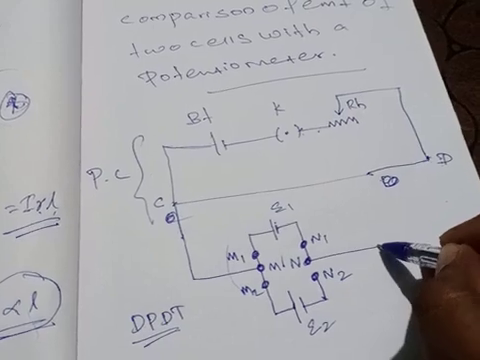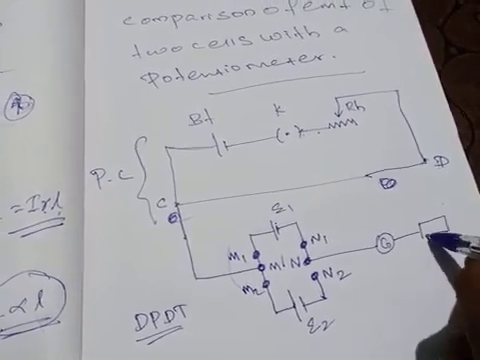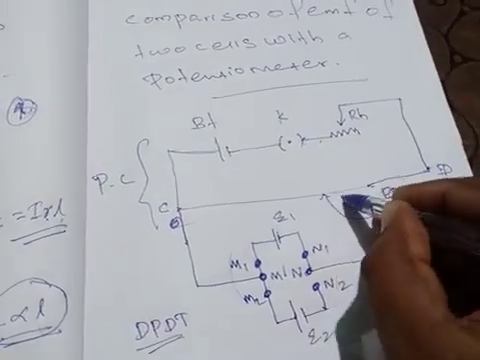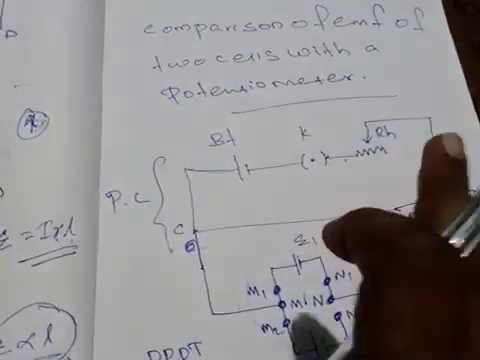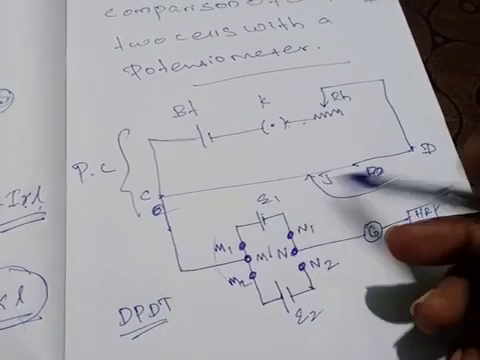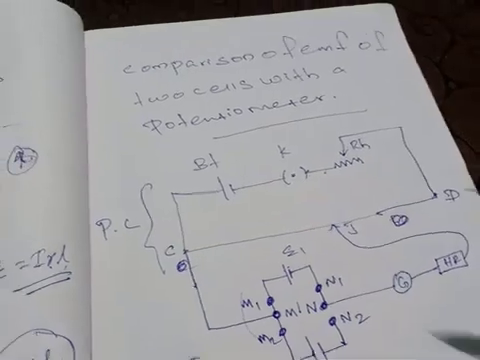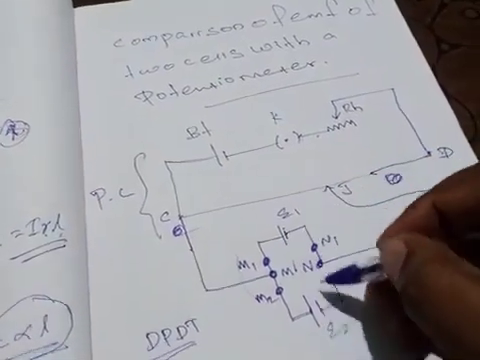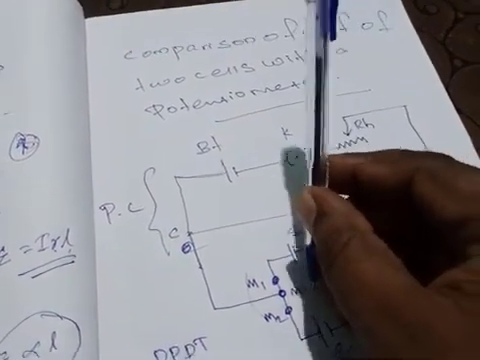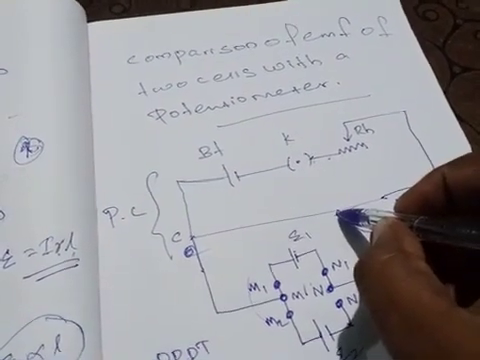Then we will find the balancing length, and here a galvanometer is there. Along with the galvanometer, a high resistance box and a jockey are connected. This is how a potentiometer is arranged with the DPDT switch and two cells, so that we can compare the EMF of two cells. Here we are using a Daniell cell and a Leclanché cell we have in the laboratory. First we will put one side, so we will find EMF 1 and its balancing length.